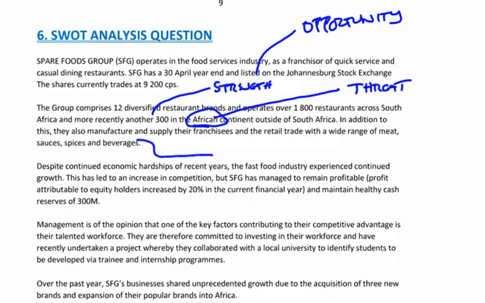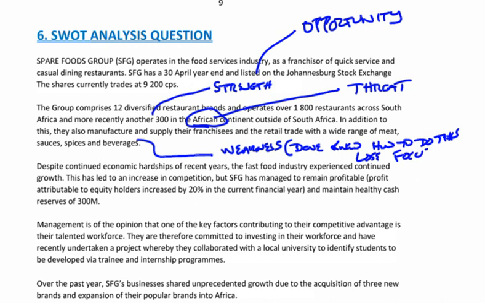So, guys, that we're doing too much may be indicative of a weakness. Why? Because we're a fast food retailer. Should we be involved in manufacturing? Do we know how to do this? We might lose focus.